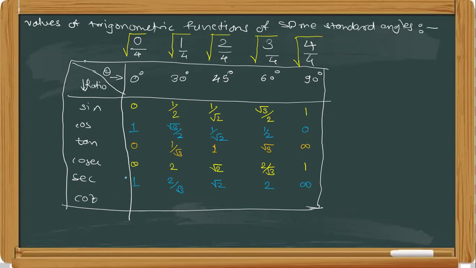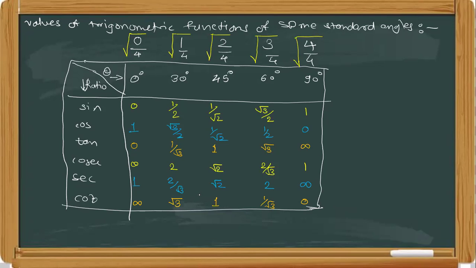Now cot theta, 1 upon tan theta. So 1 upon 0 is not defined. Then 1 upon 1 over root 3 is root 3 simply. Then 1, then 1 upon root 3. And 1 upon infinity is 0. So this is the table of values of ratios of some standard angles. So this thing we have revised. Is there any doubt in it? No. Now let's go for the problem section.